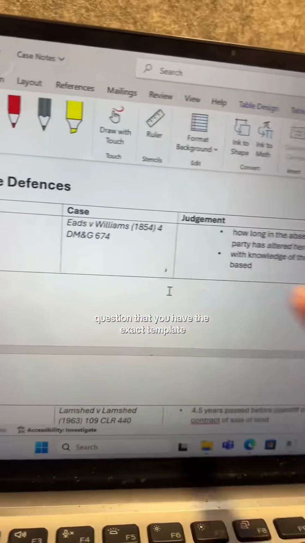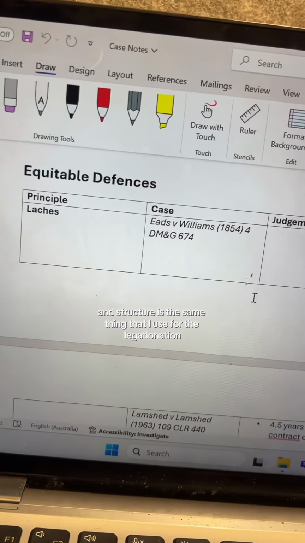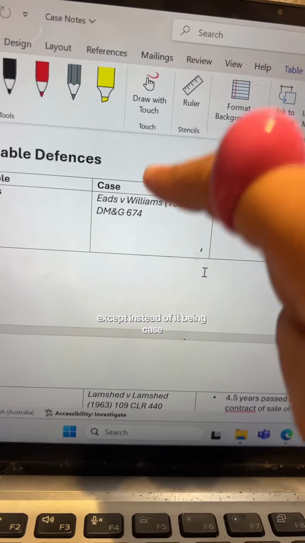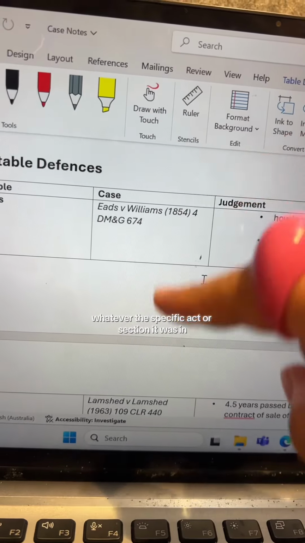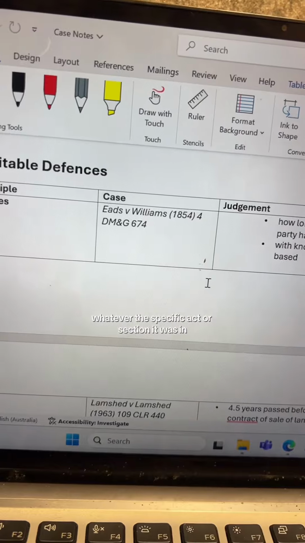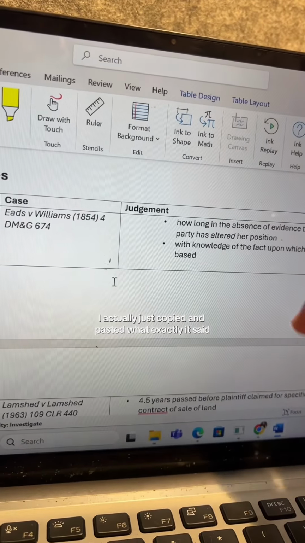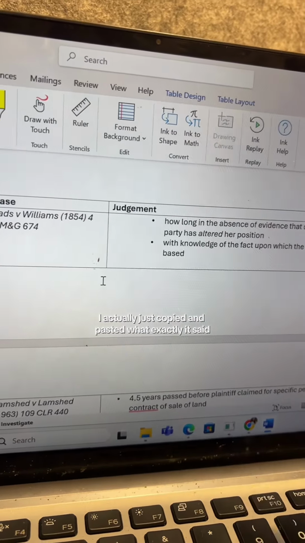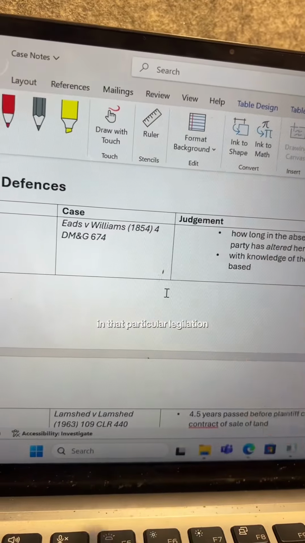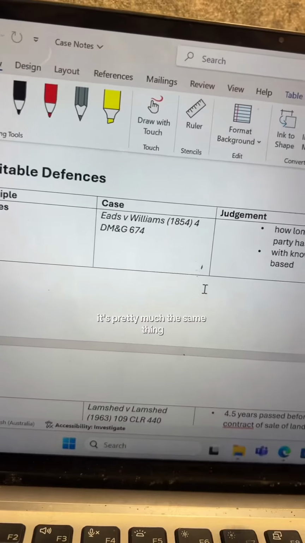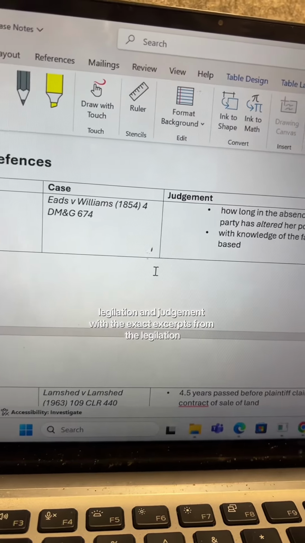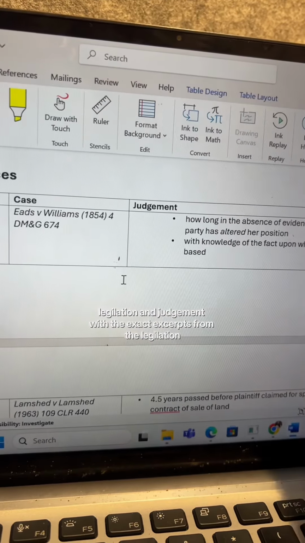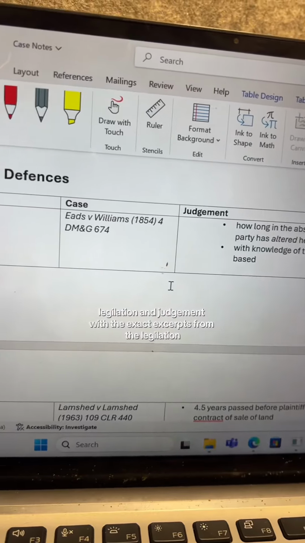This exact template and structure is the same thing that I used for the legislation, except instead of it being case, it was whatever the legislation was, whatever the specific act or section it was in. And then instead of judgment, I just copied and pasted exactly what it said in that particular legislation. That's basically how it starts. It's pretty much the same thing, except just replacing case with legislation and judgment with the exact excerpts from the legislation. That's pretty much it.